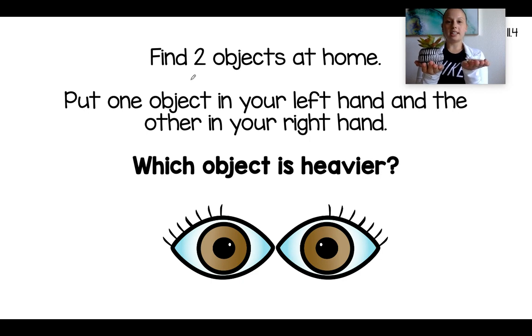Which object is heavier? Well, this one's heavier. If I had to hold this for a long time, my hand would get tired. This one is heavier than the clip. The clip is lighter than the plant. Which one weighs more? My plant weighs more because it's heavier.